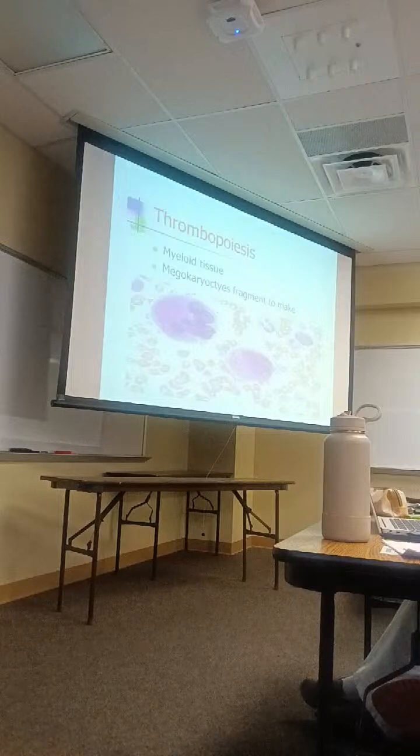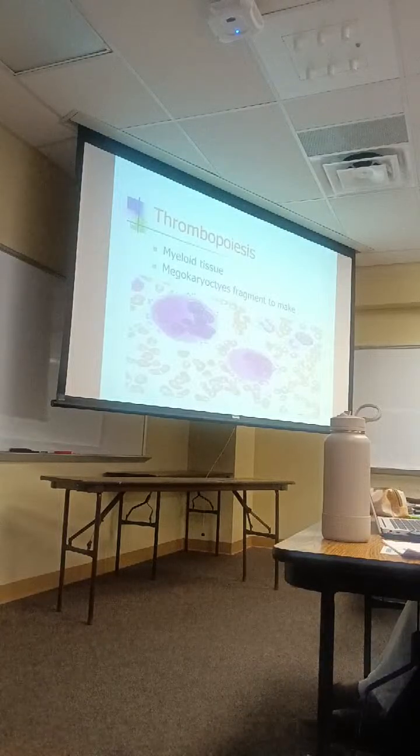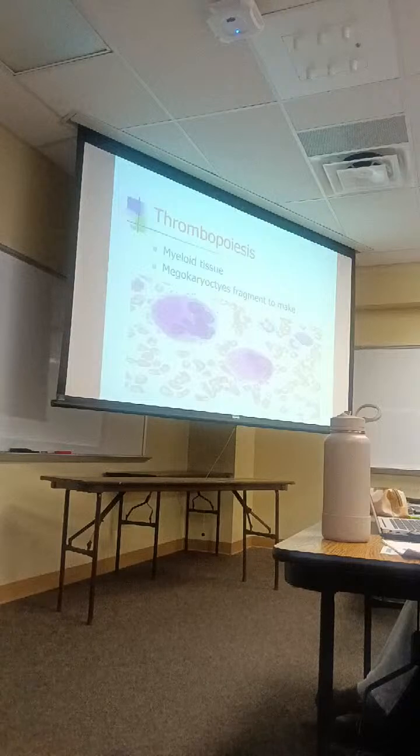So thrombopoiesis, the production of thrombocytes, again, is going to happen in the myeloid tissue where you have those megakaryocytes that basically just shed off little pieces of cytoplasm and cell membrane that are creating the platelets. So they just fragment, constantly releasing those. Yes, ma'am? Poiesis, can it also mean formation? Yeah. Okay. Yeah, production, formation of.